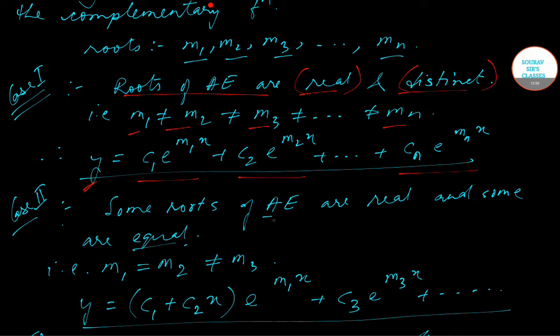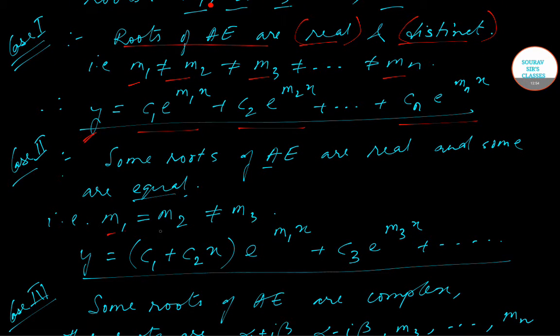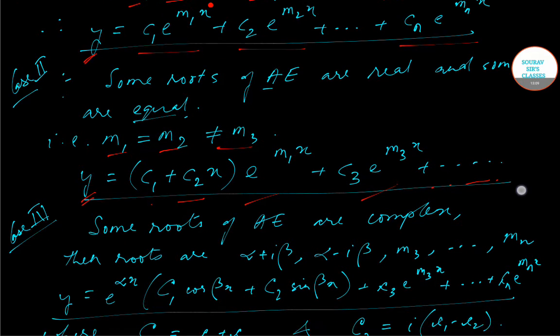Case 2 will be that some roots of the auxiliary equation will be real and equal. Suppose m1 is equal to m2 and they are not equal to m3 and so on. In that case y will be equal to c1 plus c2x into e to the power m1x plus c3 into e to the power m3x and so on. So this will be another structure.